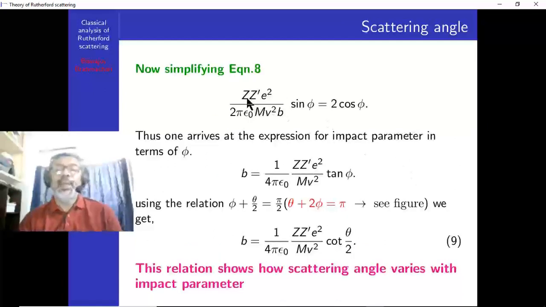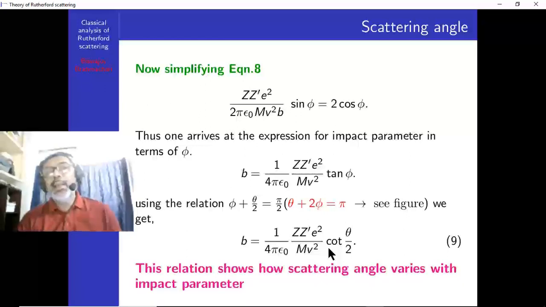The next equation, ZZ prime e square by 2 pi epsilon naught mv square b sin phi equal to 2 cos phi. Now we can express it in terms of tan phi. So b equal to 1 by 4 pi epsilon naught ZZ prime e square by mv square tan phi. Now we can express phi in terms of theta. Then phi equal to pi by 2 minus theta by 2. Then tan phi becomes cot theta by 2. Then we get b equal to 1 by 4 pi epsilon naught ZZ prime e square by mv square cot theta by 2. So this is the relation between impact parameter and the angle of scattering.